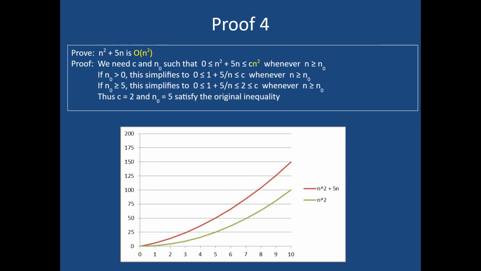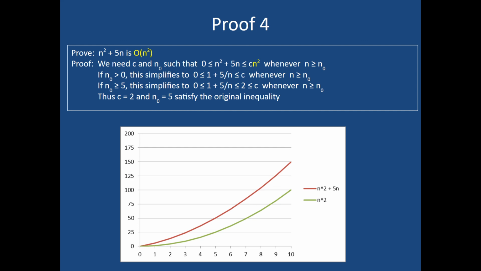Right? Here's one. N squared plus 5n is O of n squared. So we've got the green curve, which is below the red curve everywhere. But nevertheless, we've got to show that the rate of growth of the green curve bounds the red curve. So, you can go through the way I did it there.